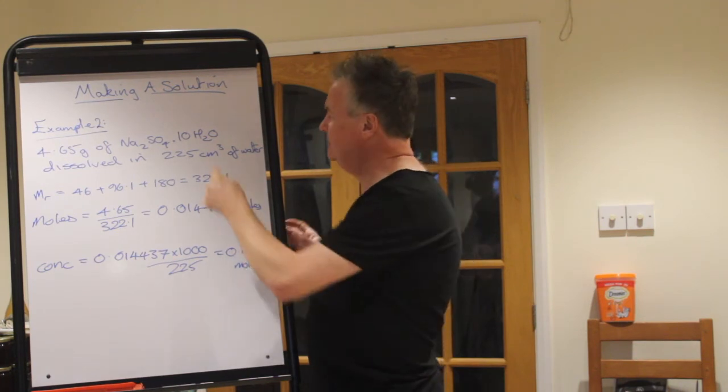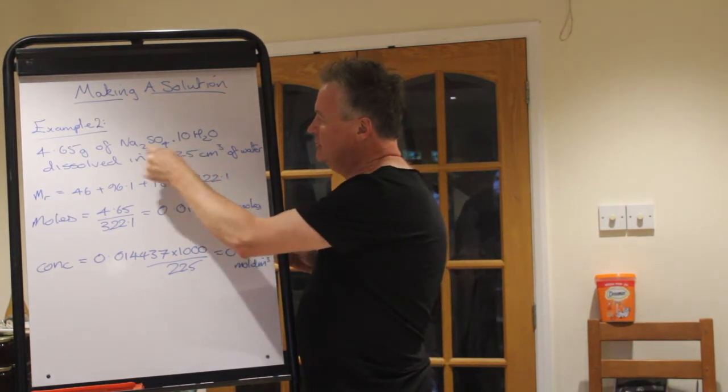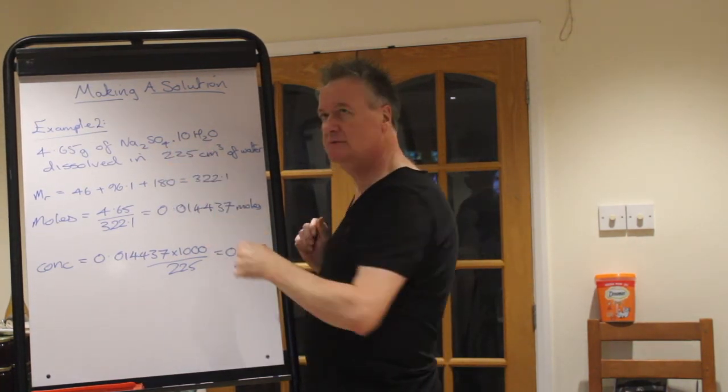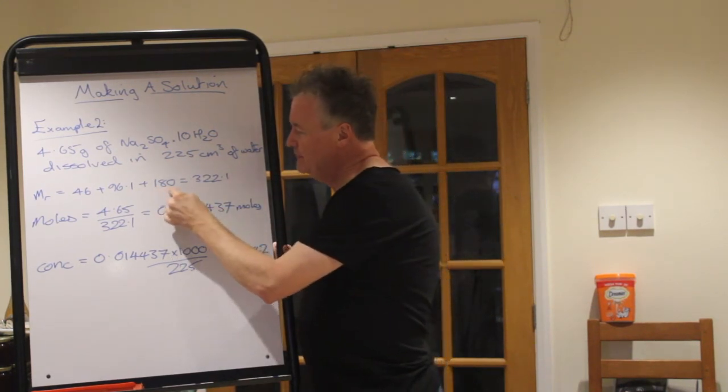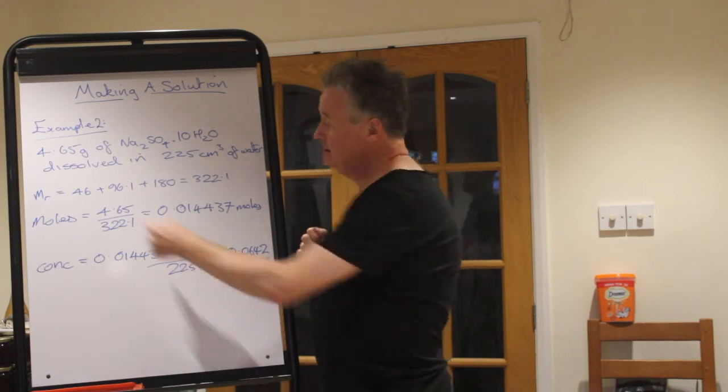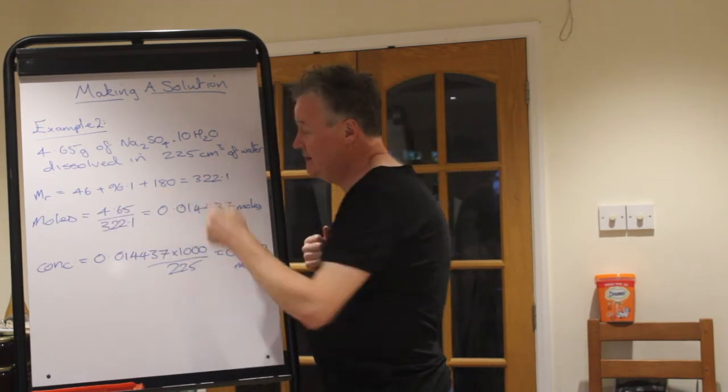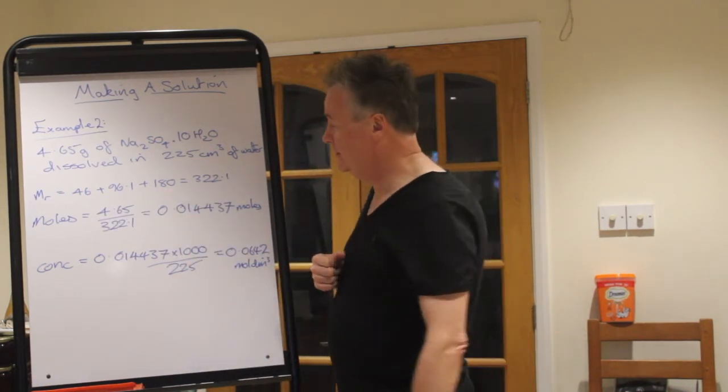Water is 18. This means that in the structure here there are 10 lots of water holding the structure together, which is how you get the crystals to form. And 10 lots of 18 is 180, hence the 46, 96.1, 180, the answer is 322.1 as a formula mass.